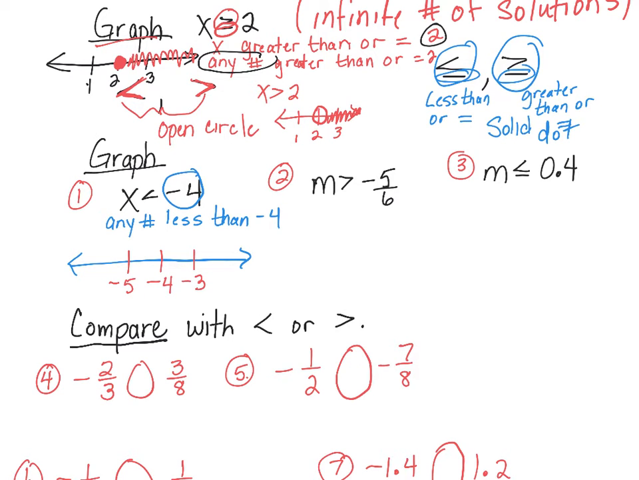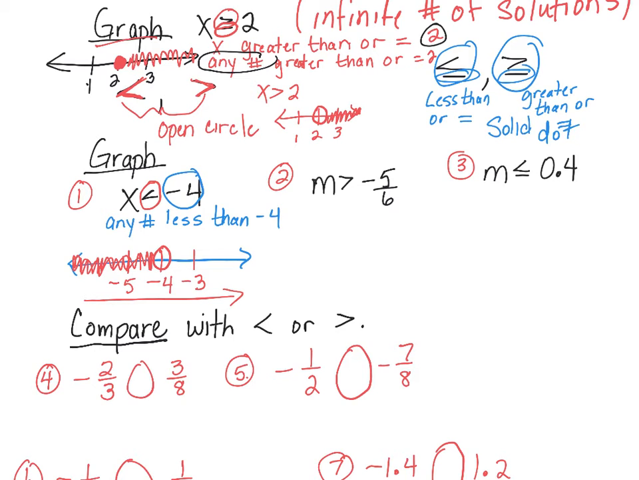Is this one going to have an open circle or a solid dot? Well, notice it's just less than. Does it include -4? It's any number less than -4. Is -4 less than -4? Nope. So we're going to put an open circle. Which direction on a number line are numbers less than -4? Towards the -5. Anything to the left of that is smaller, right? Anything to the right is greater. As you move on a number line, the numbers get bigger.